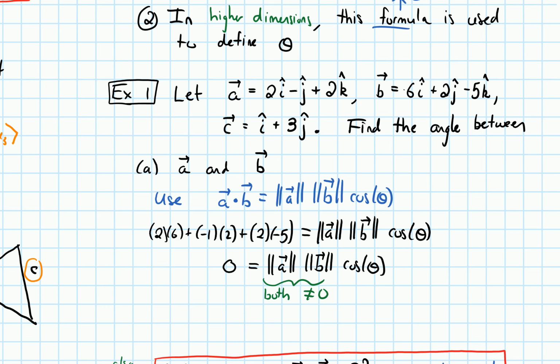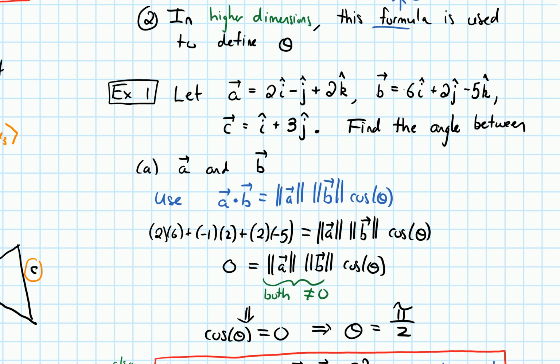Okay, so if both of those are not 0, and this whole thing equals 0, that must mean that cosine of theta equals 0. That's the only way for this to be true. And if cosine of theta equals 0, that means theta is pi over 2. So theta is pi over 2. That is actually the angle in between these two vectors, A and B.